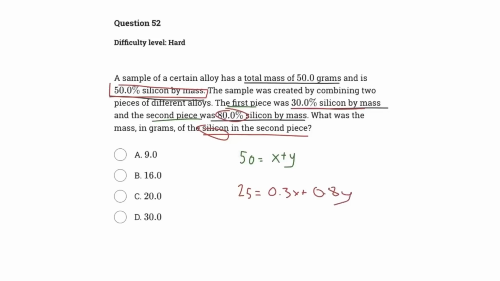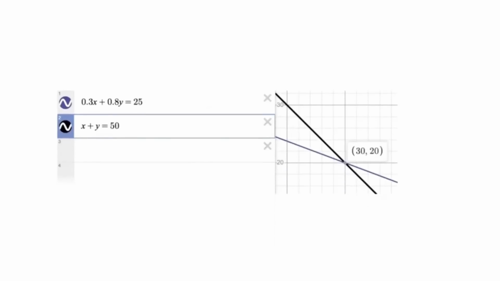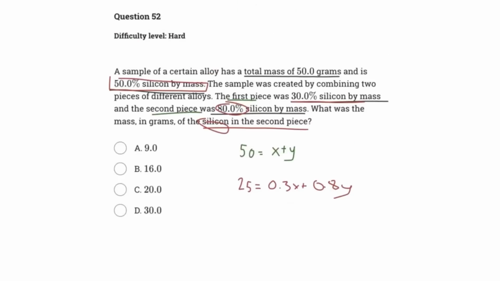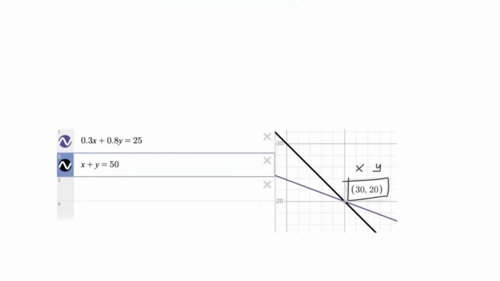All right, so now that we've got these two systems of equations, we go over to Desmos and plug it in. So we can see, guys, we plugged it in here and we find the intersection. So this is our corresponding x and y values. It says what was the mass in grams of the silicon in the second piece. Remember, we labeled y as the second piece, the total mass of the second piece.